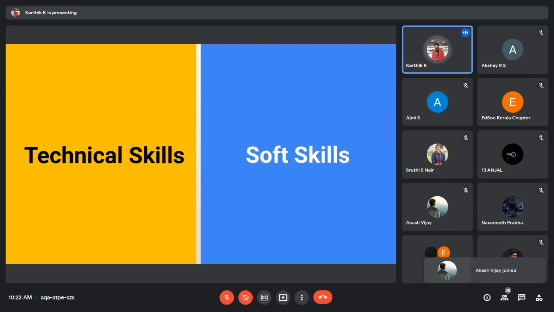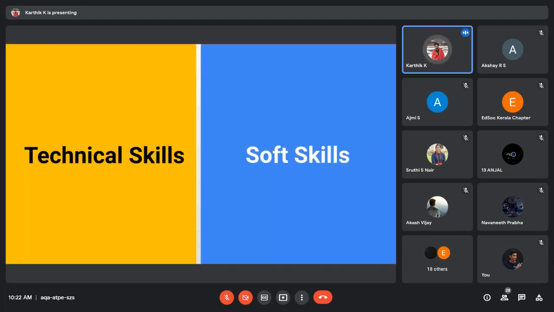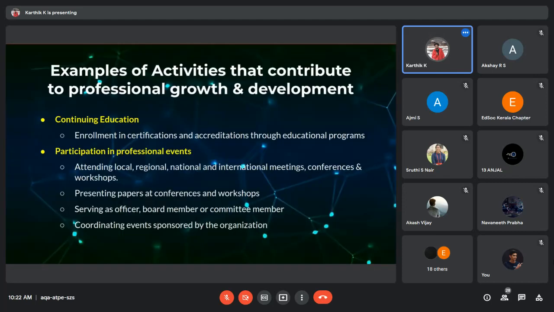They are technical skills and the soft skills or the leadership skills that we are actually gaining. Okay, so for that, let's see what you can actually do in order to gain these kind of skills within IEEE. Examples of activities that can contribute to professional growth and development, we can see in the coming slides.